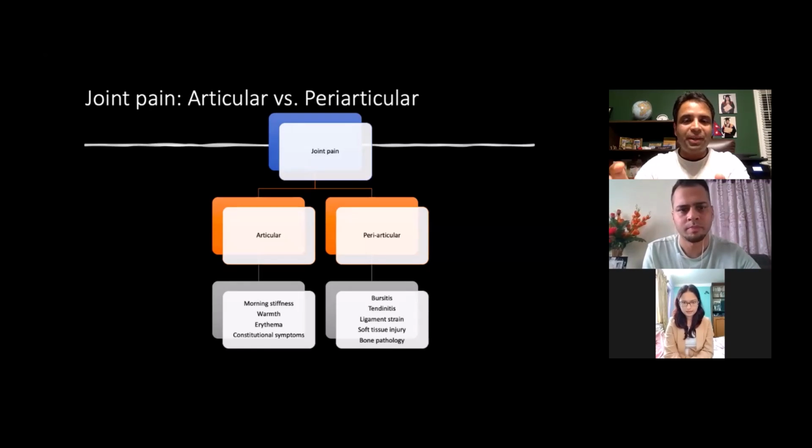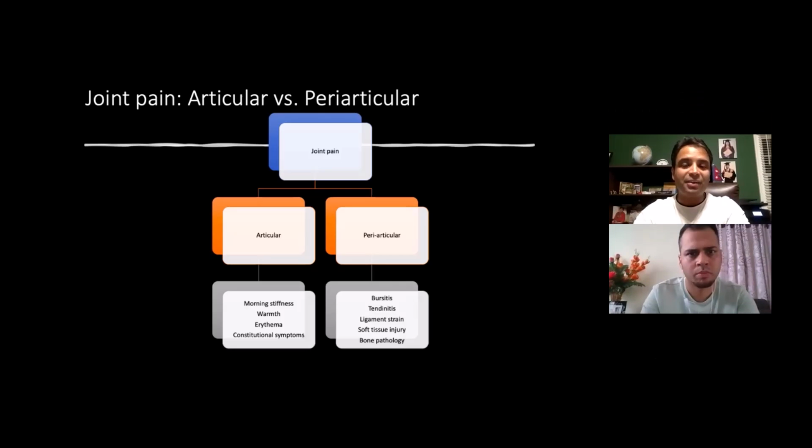Now, there are some key features that will help you differentiate between articular versus periarticular joint pain. Typically, if a patient has a joint problem or articular symptoms, they usually report other symptoms, which include morning stiffness. They report warmth around the joint area, and then some other constitutional symptoms. For example, if somebody has rheumatoid arthritis, they report joint pain, but with the joint pain, they also have some other symptoms, particularly the morning stiffness and other constitutional symptoms like fever and fatigue.